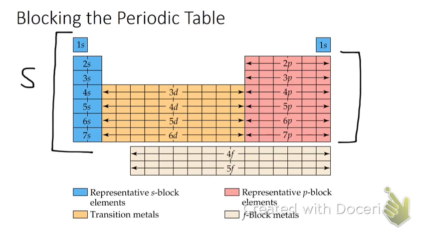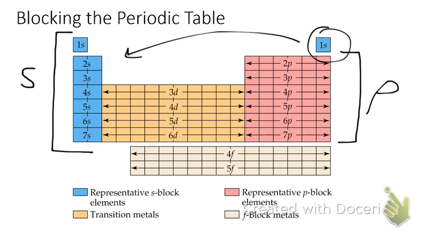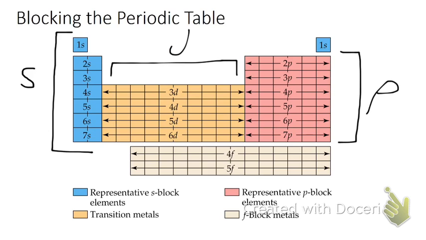Groups 13 through 18 over here are the p block. Notice how helium is actually part of our s block. You don't have to label that, just know that that is part of our s block. Now the middle block is the d block, and our bottom block is the f block.